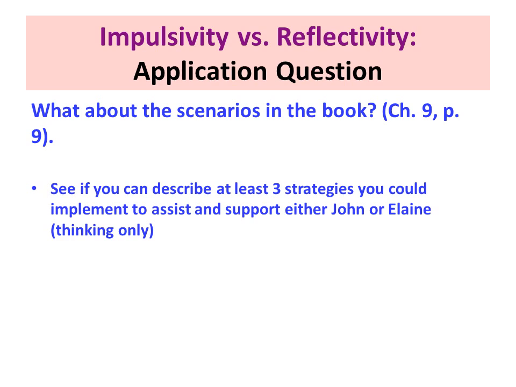What about the scenarios in the book? This was Raymond chapter 9, and if you had the Pearson excerpt, it's on page 9. If you have the whole book by Raymond, you'll need to snoop around in chapter 9 to find it. But there's a section that talks about impulsivity and reflectivity. See if you can describe at least 3 strategies that you could implement to assist and support either John or Elaine. So there's a box down the bottom that had 2 little scenarios about these students.